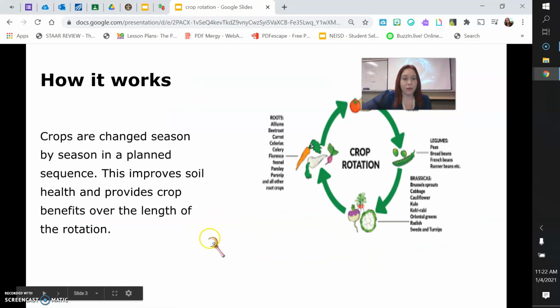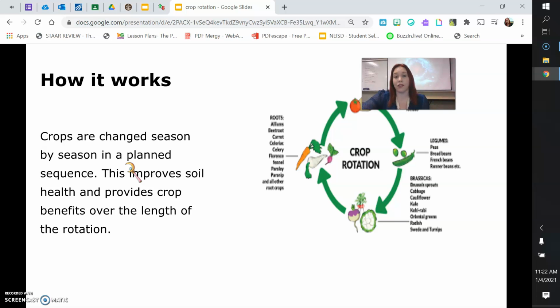So how does it work? This is really just changing your crops season by season in a planned sequence. So you're going to want to plan and maybe even take notes. What did I have here last season, and what do I think would work best next? When you do this, it'll improve the soil, and it provides the crops a benefit over the length of the rotation.